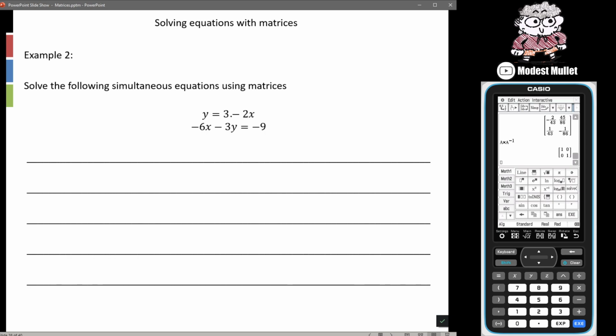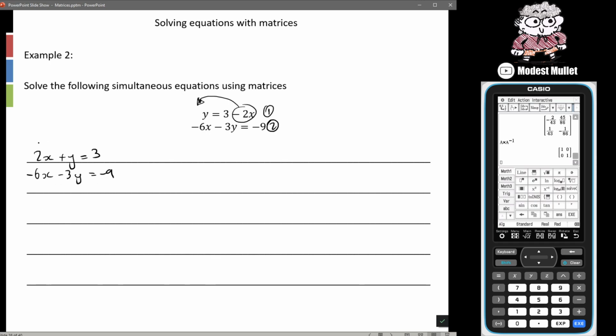So we have these two equations, y is equal to 3 minus 2x, and negative 6x minus 3y is equal to negative 9. And it says solve the following simultaneous equations using matrices. So first things first, you need to rewrite this where the order of the terms matches. So this is equation 1, this is equation 2. We need to rearrange equation 1, and you need to get both the variables on the same side. So we're going to take this negative 2x, bring it over to the left-hand side. So we now get 2x plus y is equal to 3, and the other equation we can leave the same. So we get negative 6x minus 3y is equal to negative 9.